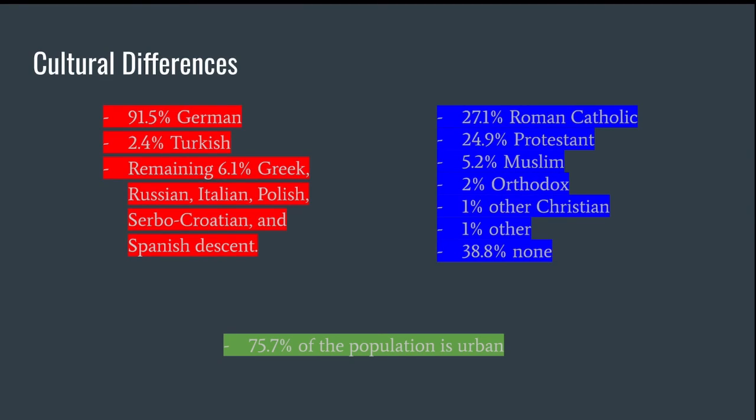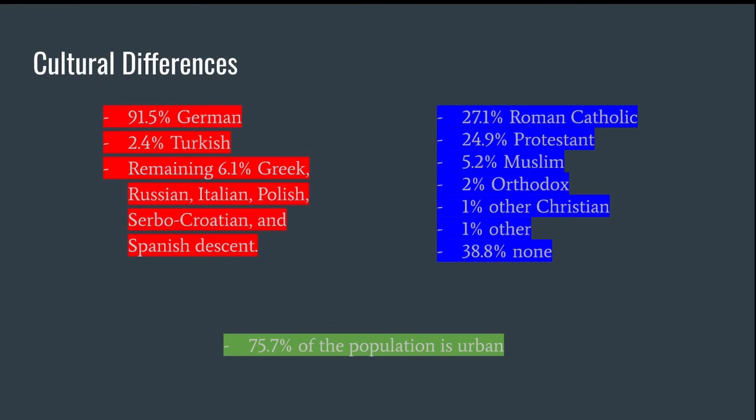Secondly, there are also many different religions that are practiced in Germany. In Germany, 27.1% of people are Roman Catholic. 24.9% of people are Protestant. 5.2% of people are Muslim. 2% of people are Orthodox. There's also another 1% of people that are other types of Christian.